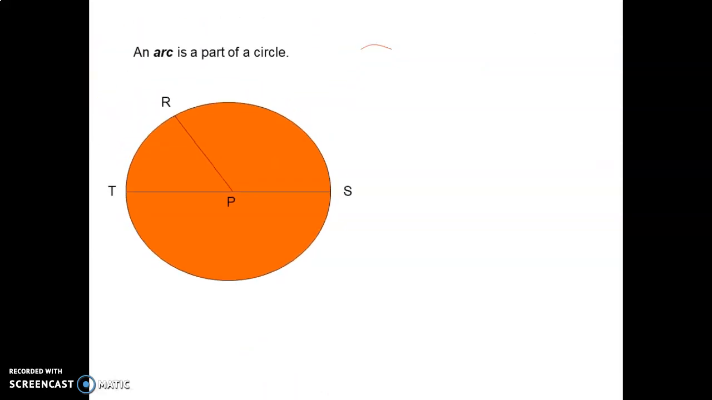So a large part of this lesson is on what arcs are. Arcs are simply parts of circles. Okay? And a semicircle is an arc. Okay? It is half of a circle. And when you name an arc, you use this little arc shape here. It looks like a little arc, hence the name arc. Okay, so this is TRS.